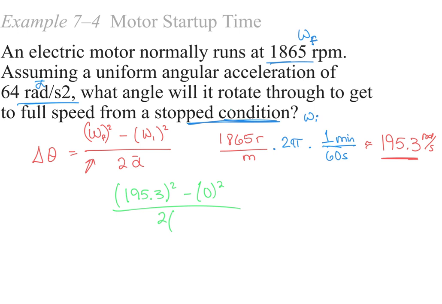Yeah, it is my 64 that they gave me, right? And then I'm going to calculate my radians here. Just a quick reminder, calculators like order of operations, as does the whole world, right? So in your calculator, you can do 195.3 and then do your little squared button. When you divide, you have to do parentheses, 2 times 64 here.